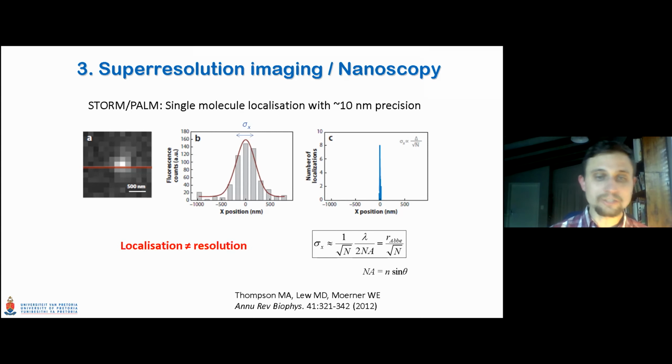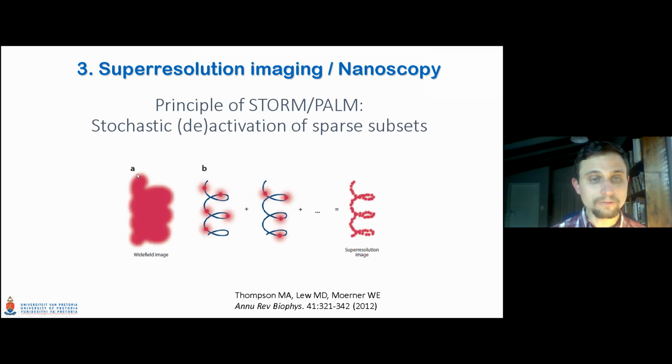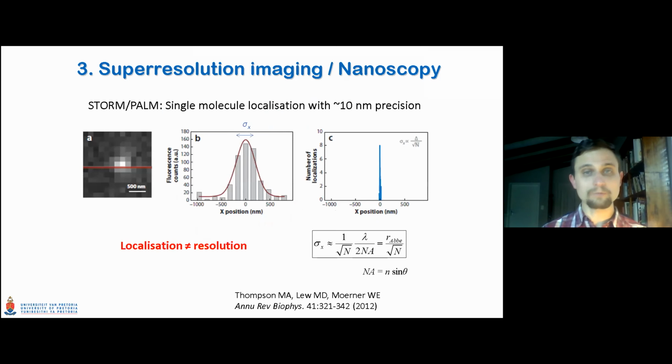Now, because localization is not the same as resolution. So here's a wide field image. You want to get the resolution of all the different parts inside. But now if you use a fluorescent marker and you label all the different parts inside, and now you want to image everything, the diffraction patterns of all these different emitters are going to overlap, and you will just get one big blur. So that's not going to increase resolution. You can do this as many times as you want. This is not going to work. So this one principle of localization alone is not going to give you super resolution.